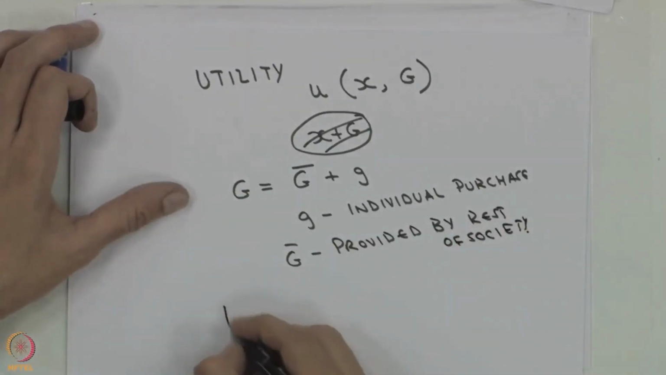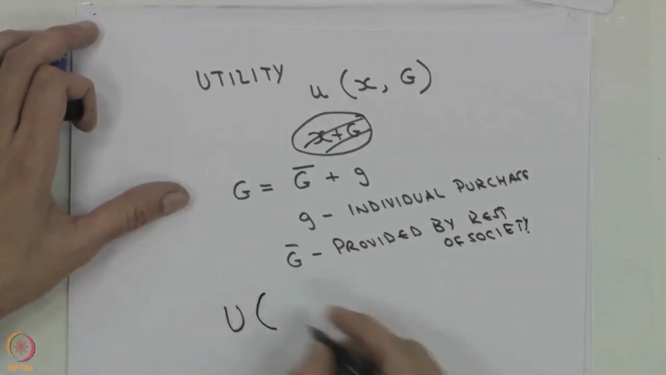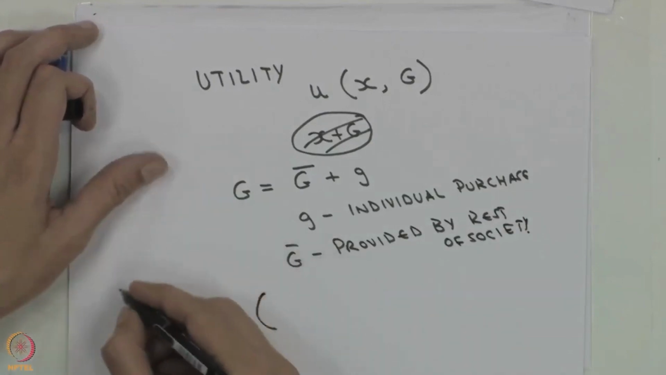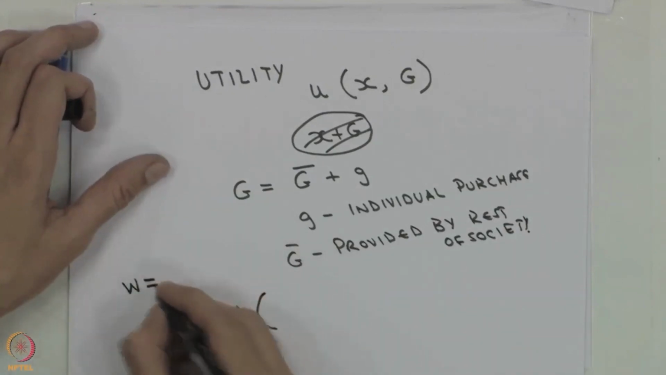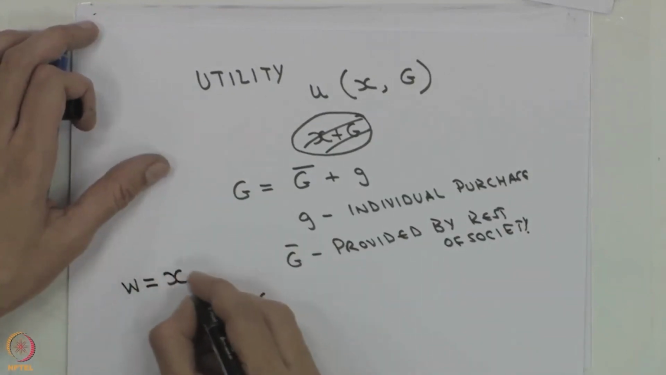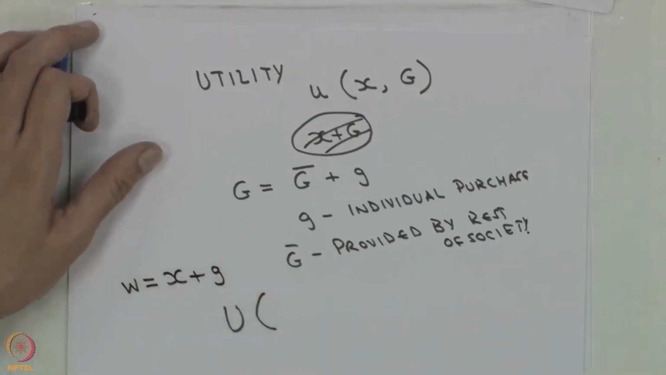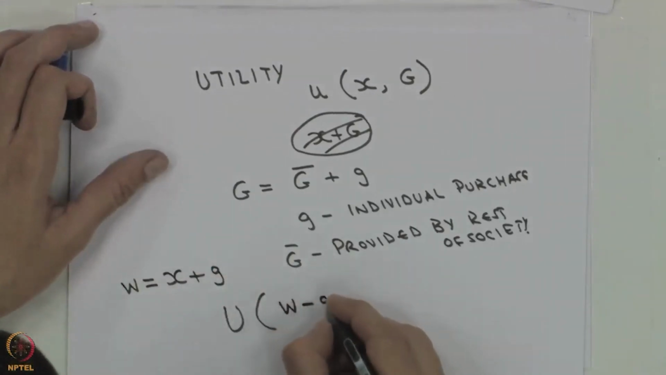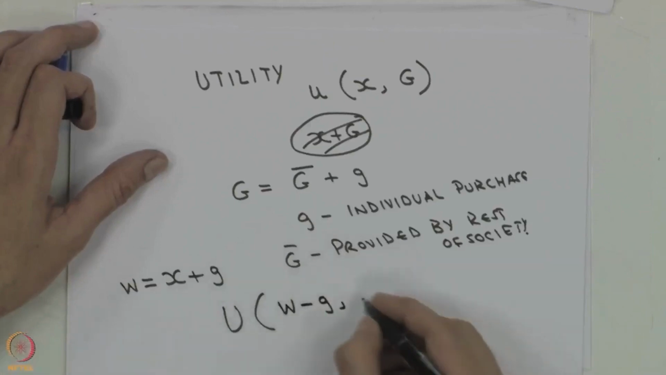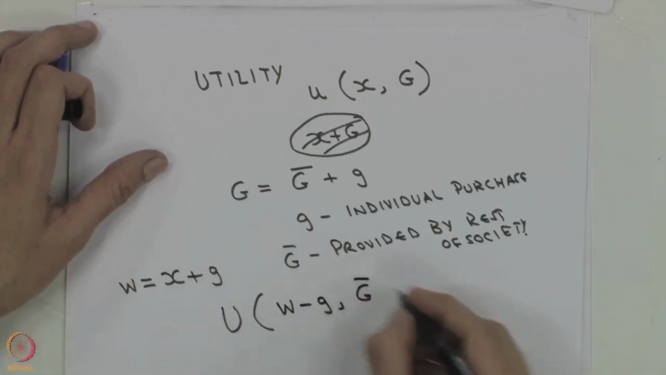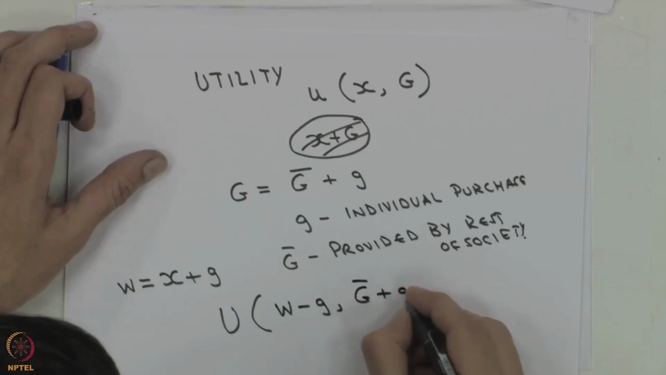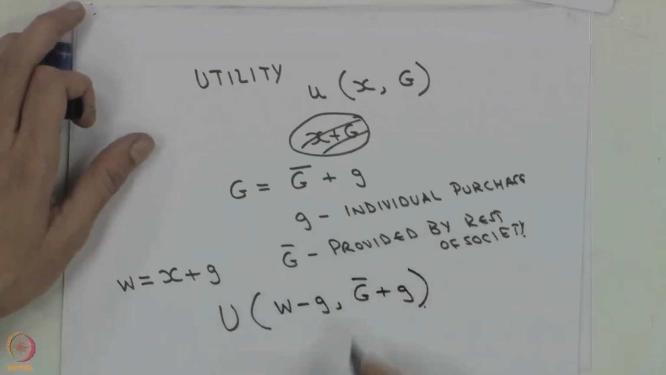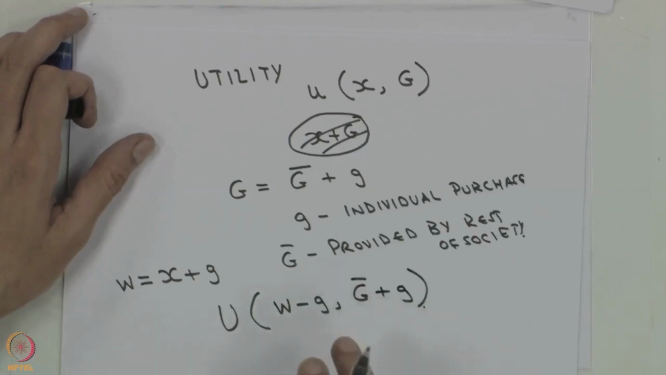So, the utility that you will have will be, now the total income that we are paying, W, will be equal to X plus small g. So that X is W minus g, and so this is in terms of the variables W minus g, G plus small g.